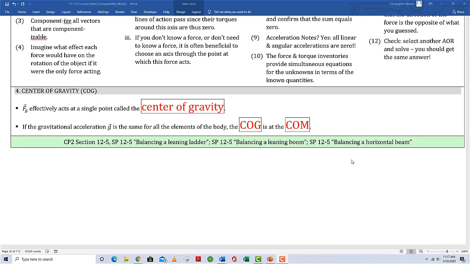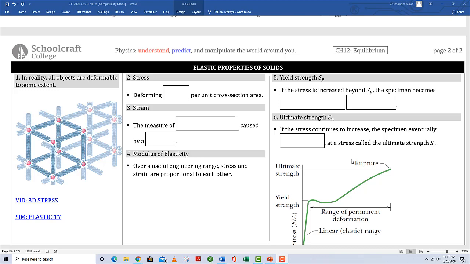Box 4 is a reminder that the center of gravity or center of mass is the point at which all of an object's mass can be considered to be concentrated. At current time, we're not going to cover elastic properties of solids.